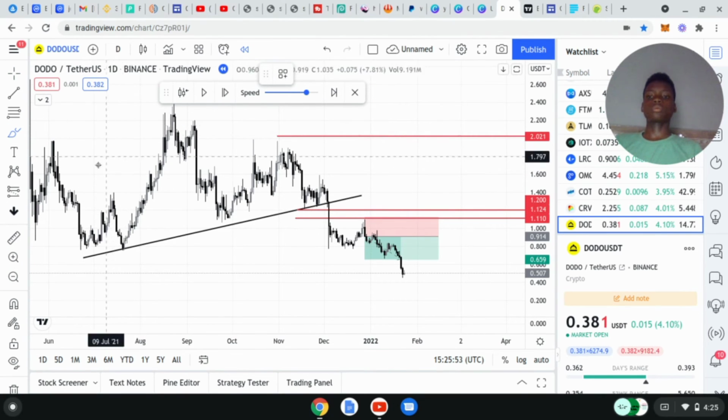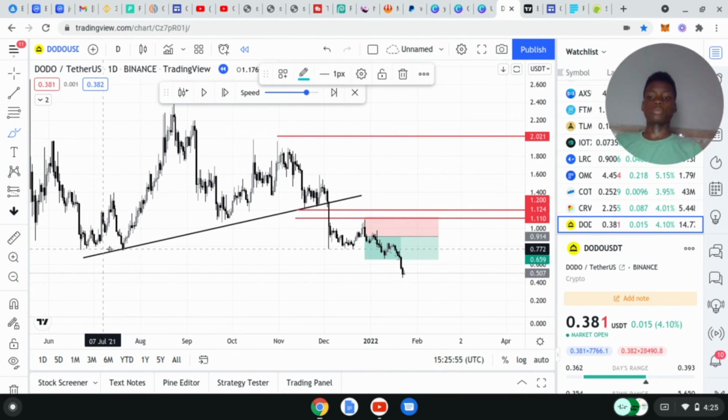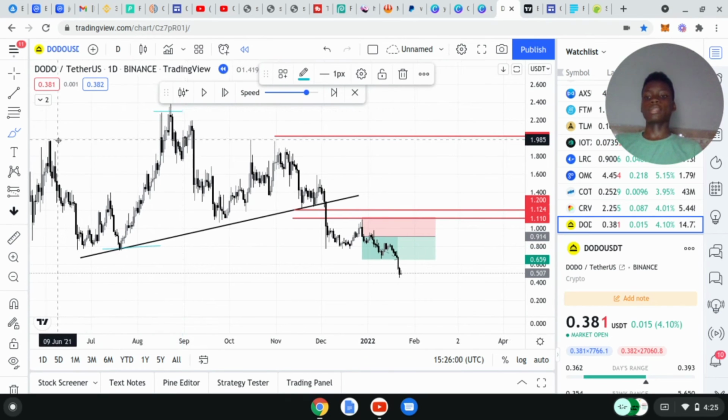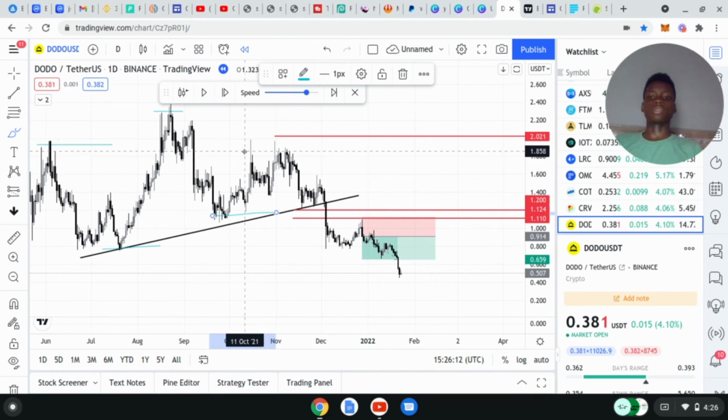We marked out that Dodo was in an uptrend. This was a low. This was a high that was taken out. This high took out this high. Then another lower low formed here. It didn't break this high, so we are still in an uptrend. But price is now consolidated. It has now failed to break this previous high.